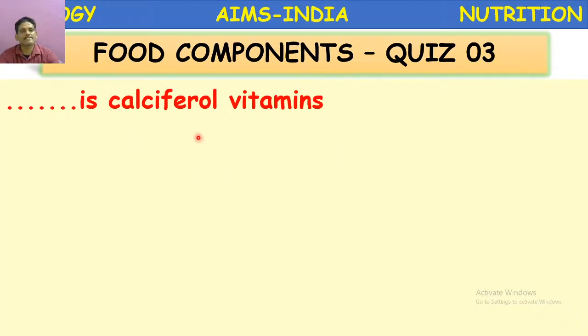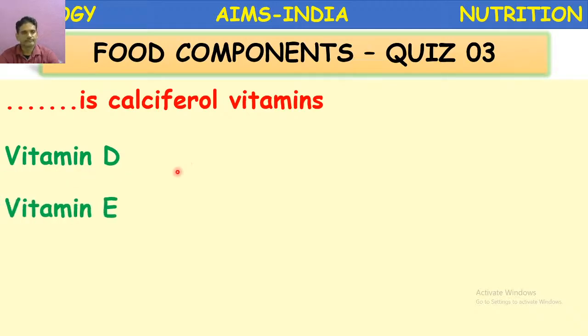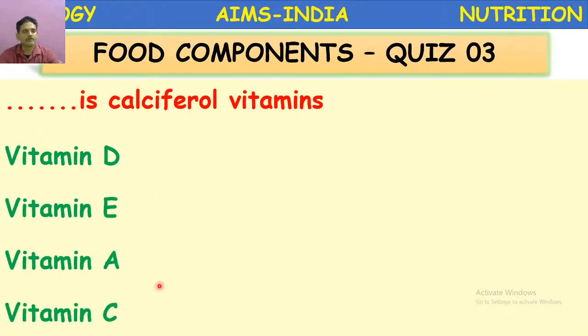Dash is calciferol vitamin. Vitamin D, vitamin E, vitamin A, vitamin C. Calciferol is the chemical name of which vitamin? Yes, vitamin D. A is the correct option. Vitamin D is calciferol vitamin.